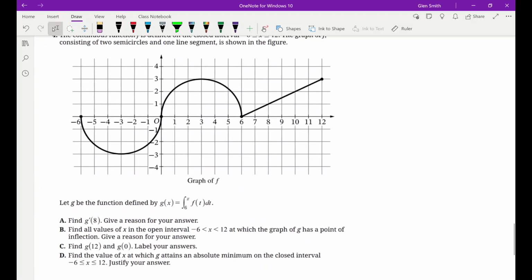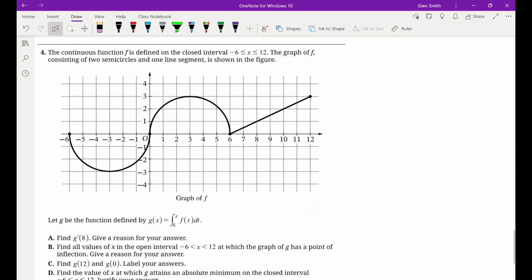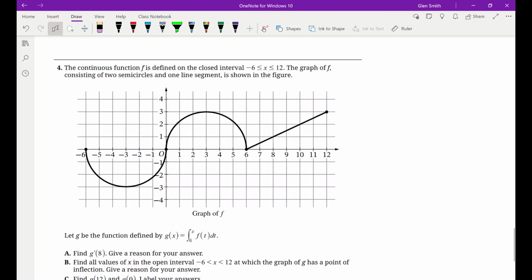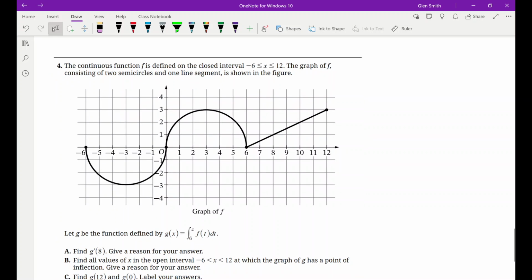Here we go, rushing through these bad boys. I mean, you had to see this coming, I hope, if you did some free response with your teacher leading up to this. They asked this question so many times. They're talking about f, which is this graph here, and then they tell me, oh, by the way, there's this function g, who's the integral of f.